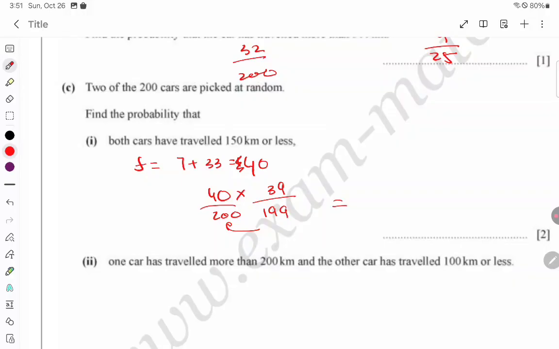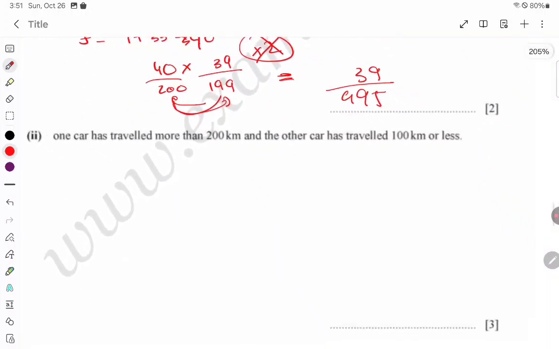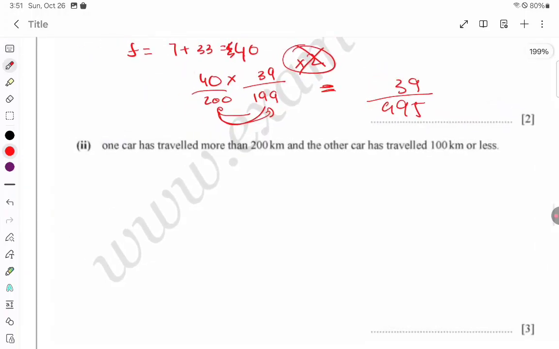Since it is both cars, the same condition can apply for both, so we don't have to multiply it with 2 or any other factor. So the answer will become 39 over 995. On part D, one car has traveled more than 200 kilometers and the other car has traveled 100 kilometers and less. 100 kilometers and less.